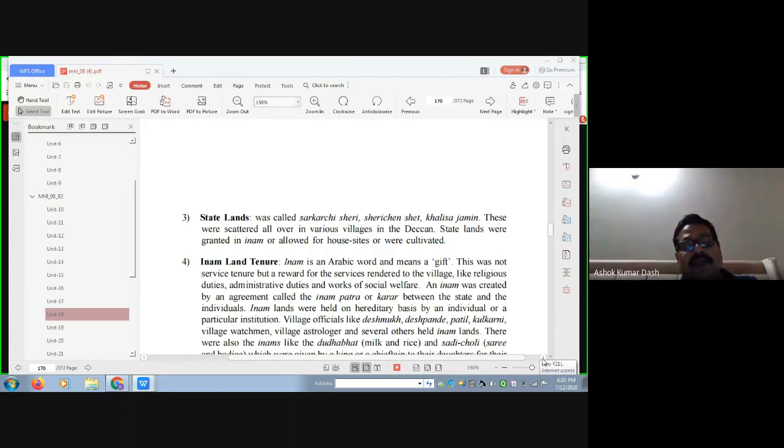And who are the people enjoying this Inam land? Generally, these Inam lands were held by people on a hereditary basis, village officials like Deshmukh, Deshpande, Patil, Kulkarni, village watchman, astrologer, and several other men who were responsible, as well as some higher category residents of the village. They were having this Inam land as a gift. The Patil, the village head, Deshmukh, Deshpande, all these superior villagers had this Inam land. We shall go to the next point, number five.